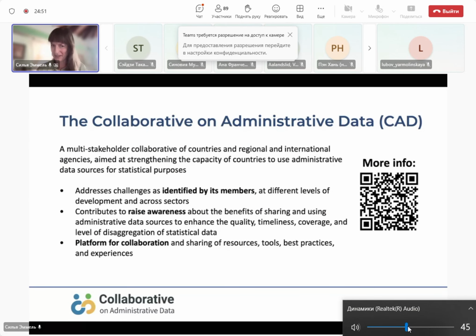It's a multi-stakeholder collaborative, so it consists of members that are countries, mainly from statistical offices, but then also regional and international agencies. It aims to strengthen the capacity of countries to use administrative data sources for statistical purposes. It has existed since 2020.